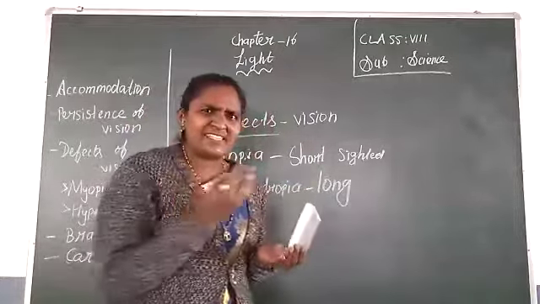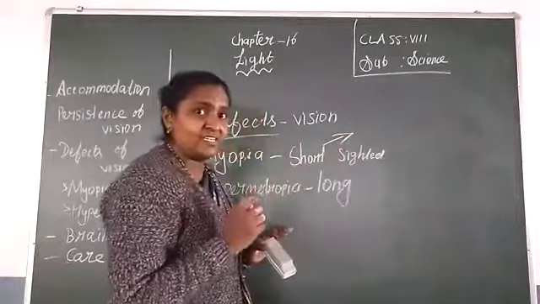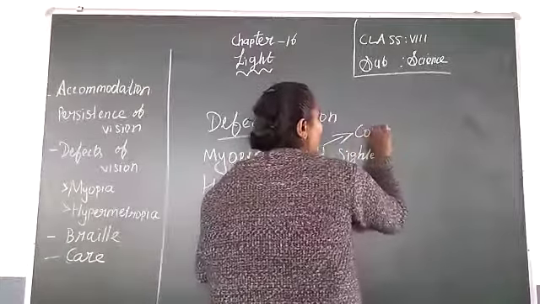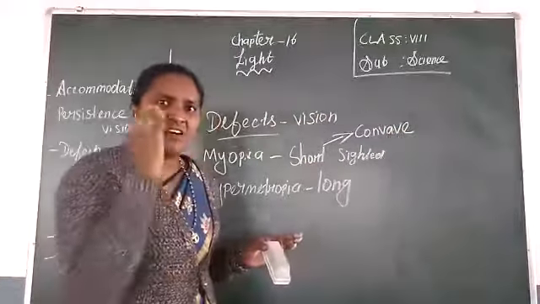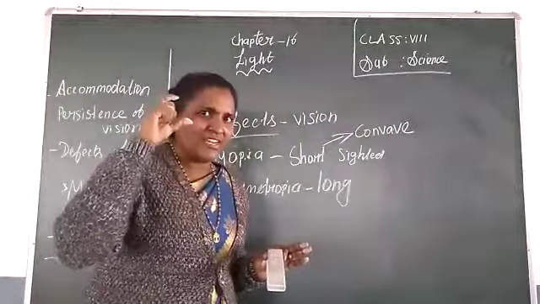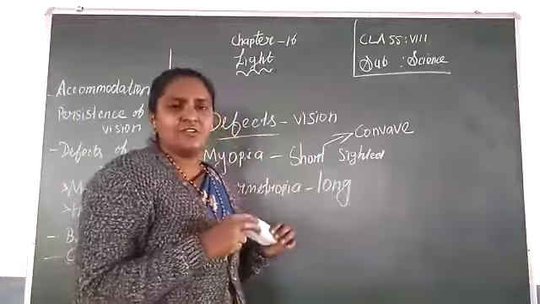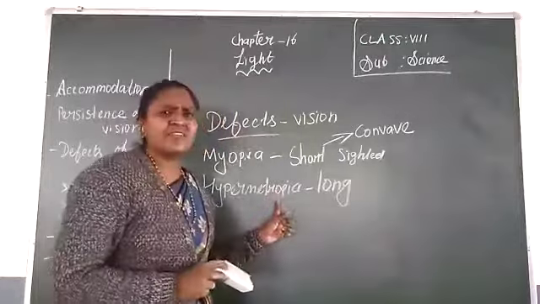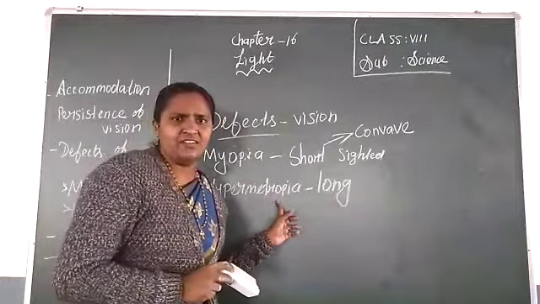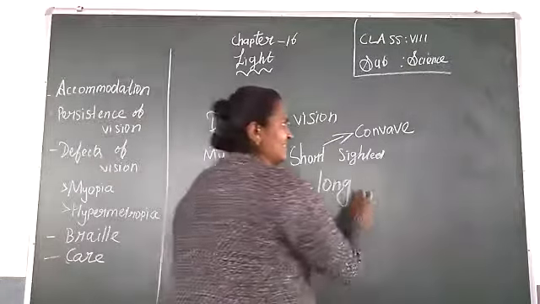How can we correct such types of defects? For short-sightedness we have to use a concave lens. This person can use a concave lens, or spectacles. By using this it can be corrected. And how can the defect hypermetropia be corrected? By using a convex lens.